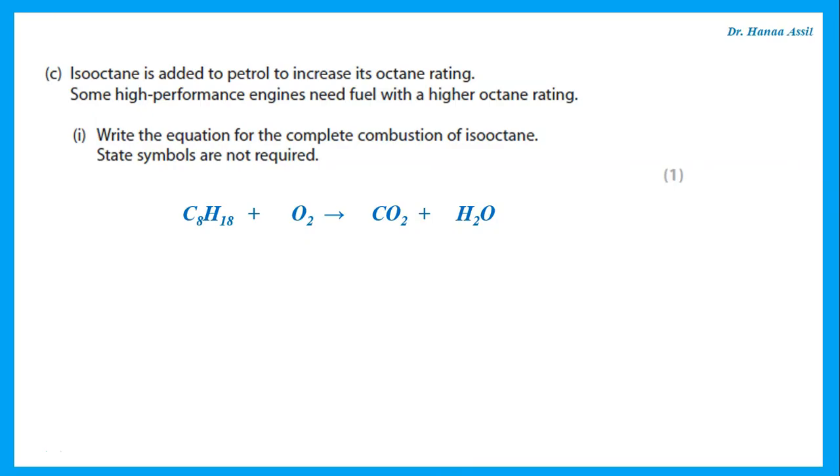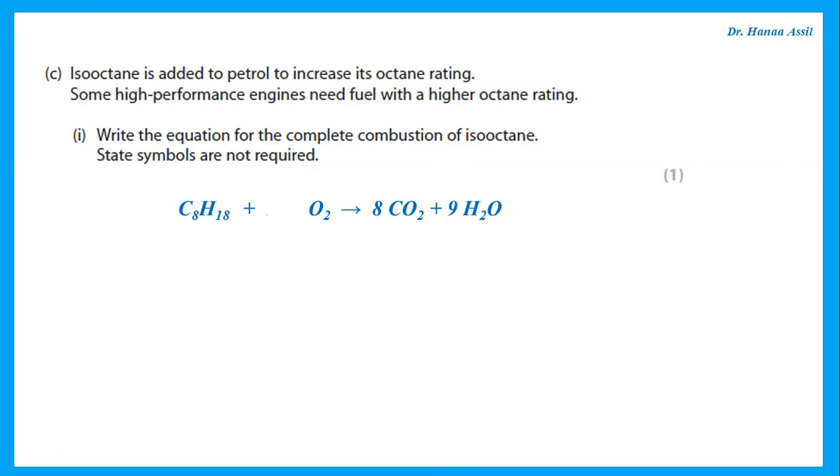Complete combustion means we're reacting it with oxygen to give carbon dioxide plus water. And then we need to balance. Remember, we count the atoms before and after the arrow and increase the one that is less. So here before the arrow I have 8 carbons. I need 8 carbons after the arrow. I have 18 hydrogens before the arrow. So I need 2 times 9 hydrogens after the arrow.